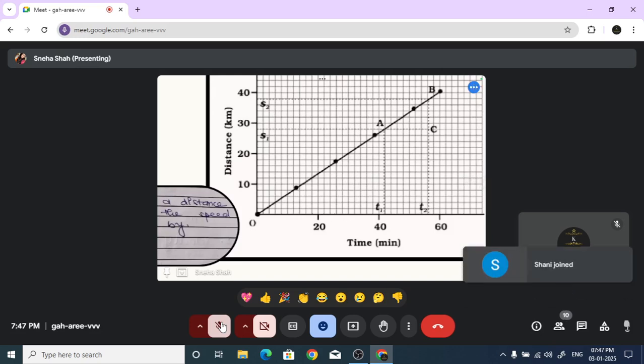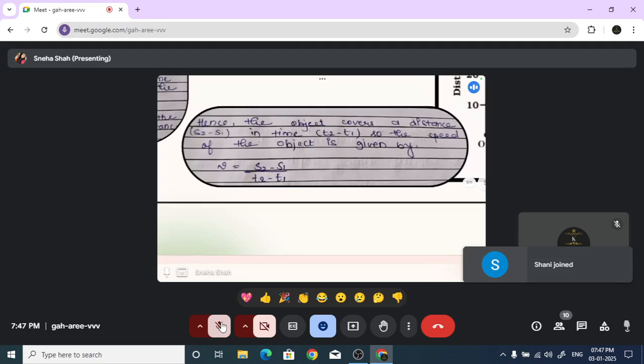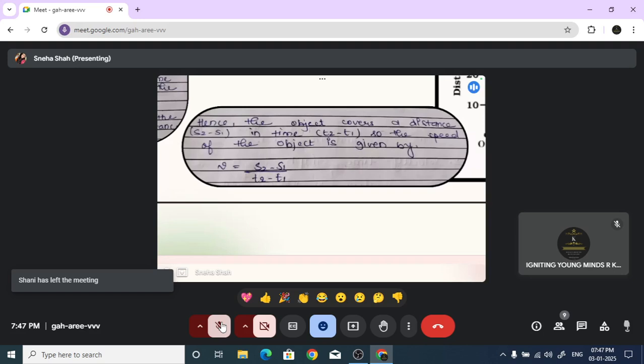And what is the time difference? C to A, that is T2 minus T1. So the object covers a distance of S2 minus S1 in time T2 minus T1. So the speed of the object is given by V is equal to S2 minus S1 upon T2 minus T1, velocity or speed, total distance upon total time. Is this part clear?